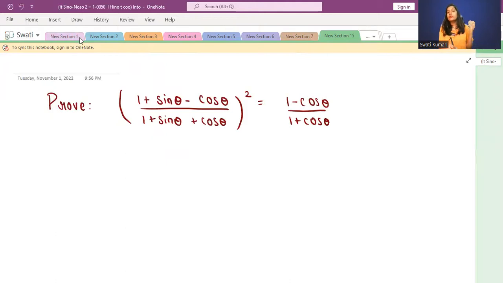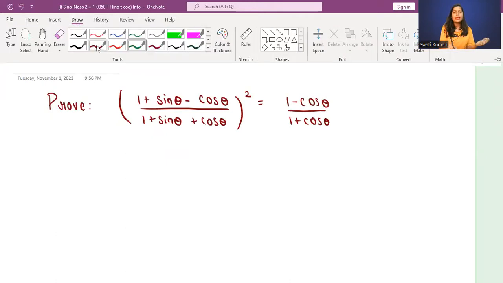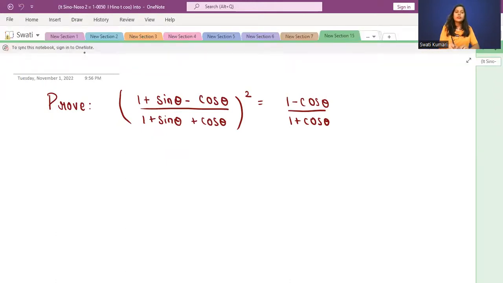Now this is also a proof question. Okay, so let us understand how we can solve this question. So again, here also I'm going to start with the LHS. On the left hand side, you can see that we have (1 plus sine theta minus cos theta) upon (1 plus sine theta plus cos theta) whole square. And we have to prove that this equals (1 minus cos theta) upon (1 plus cos theta). So let us start with the proof.